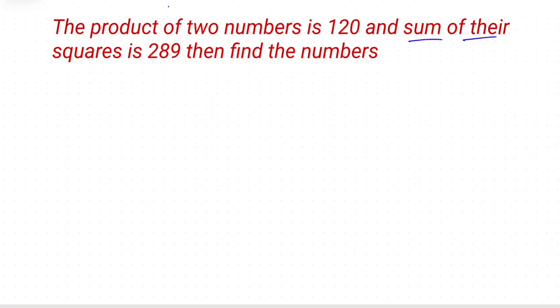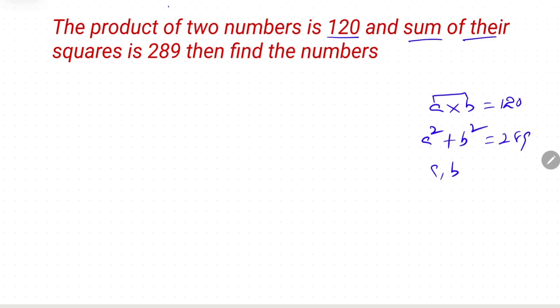So in the problem, the product of two numbers is 120, and the sum of their squares is 289. Product means multiplication, and since we don't know those two numbers, we can take any a and b. So the multiplication of the two numbers is 120, and the sum of their squares is 289. Then we have to find what those numbers are.